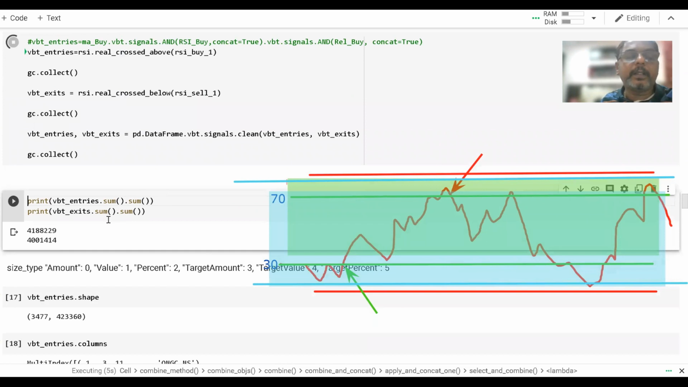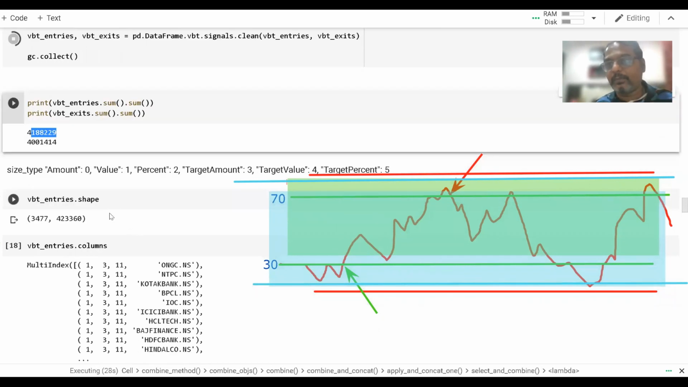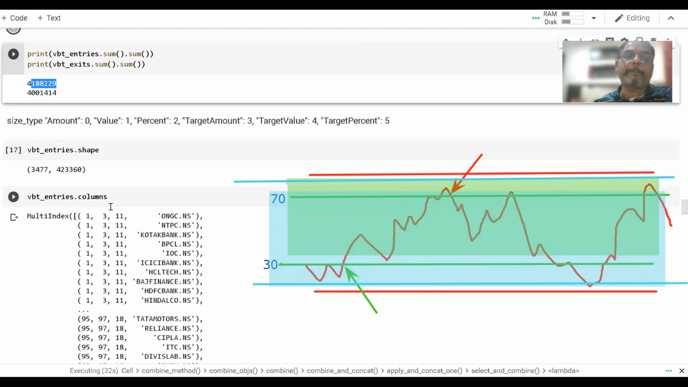If I print the different entries, there are about 4 million in total. We are talking about 4 million trades. I mean, yes, machines can take so many trades, and these trades are being taken on a daily time frame. Okay, so it's not a second or minute or HFT kind of trading. 4 million trades on different indicators, different time frames.